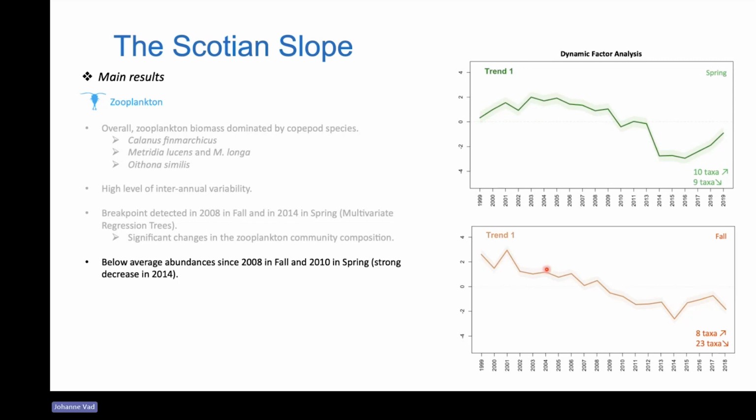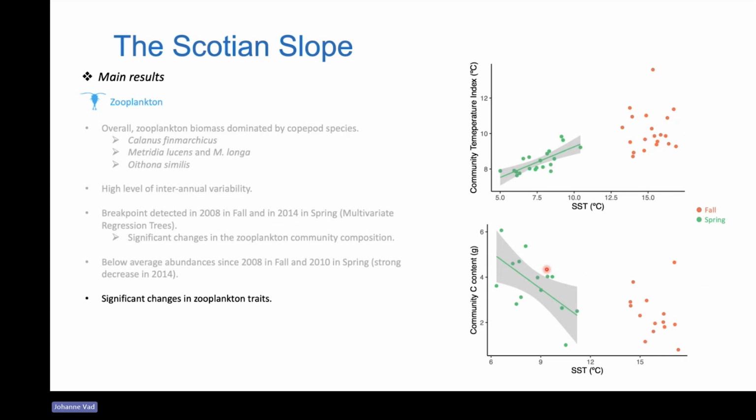So we have the kind of groupings of species that are increasing and decreasing over time, but what does that actually mean for the community? And so we tried to look a little bit at some zooplankton traits to make sense of these increases and decreases. What we did was we calculated the community temperature index, which basically reflects if you have more warm water or cold water species in your mix. And what we see is that when we regress this for the spring data over time, with sea surface temperature, you had a really clear increase in the community temperature index with temperature of the water, meaning that you have an increase in the prevalence of warm water species.